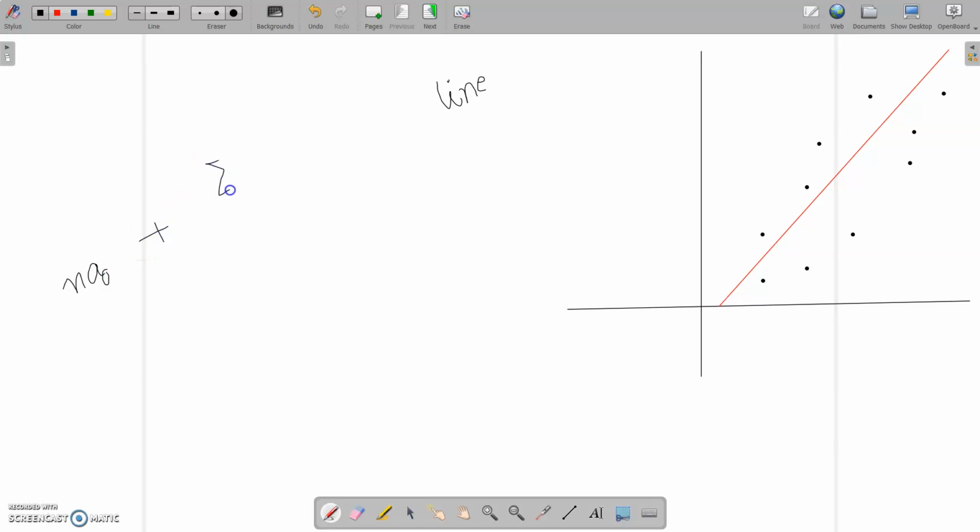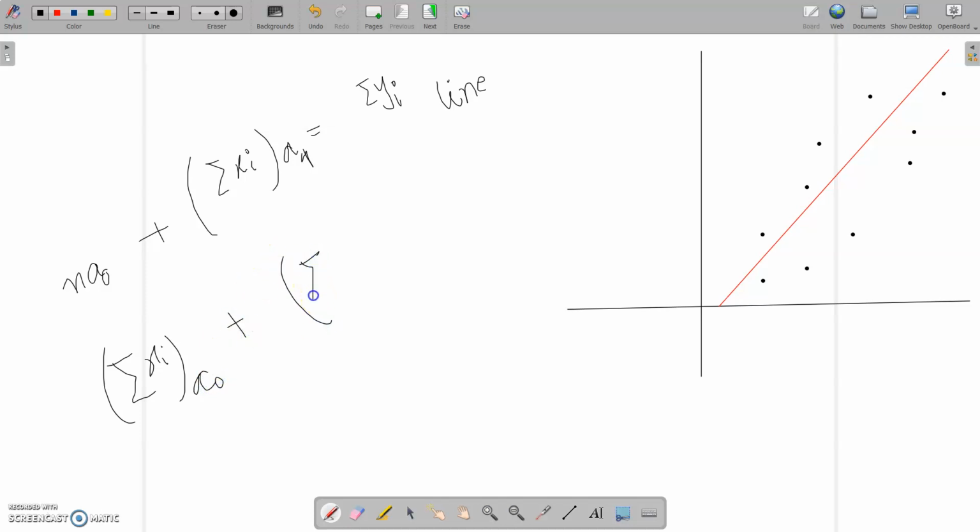Now the equation that we got last time was n a naught plus summation of xi, this was a1, equals summation of yi. Then we had summation of xi a naught, this was after the derivation, it is given in the book, plus summation of xi square a1, that is equals to summation of xi and yi.